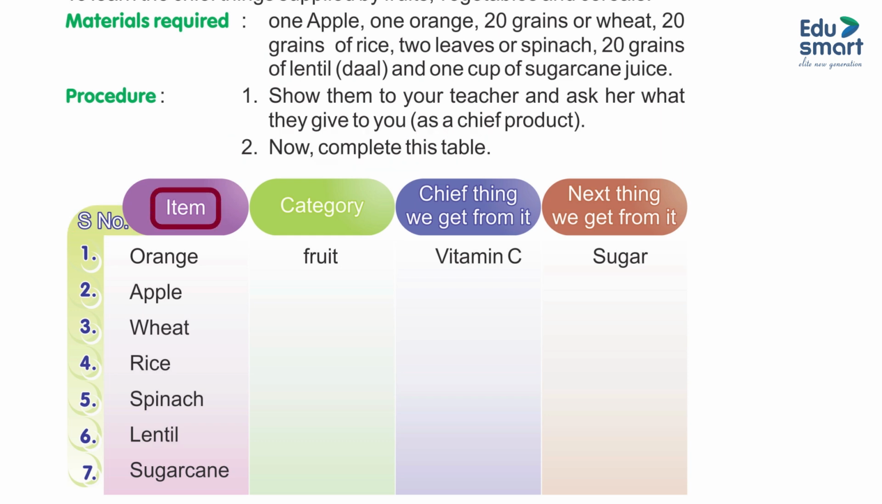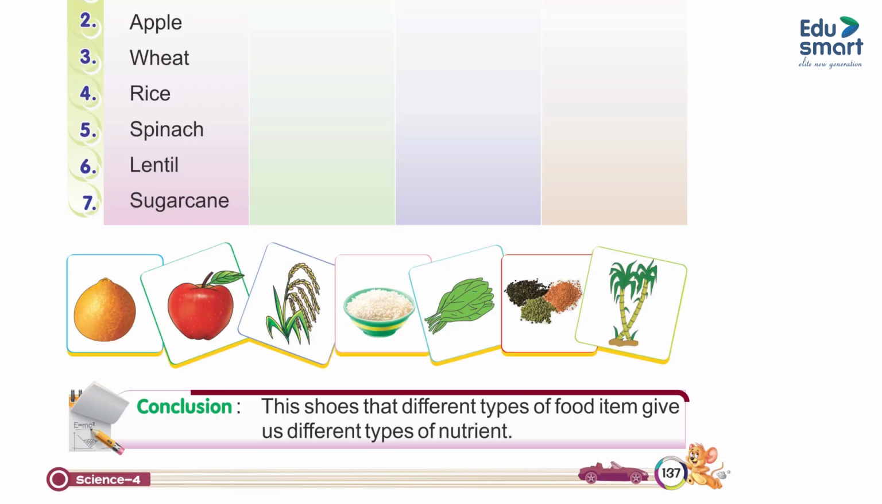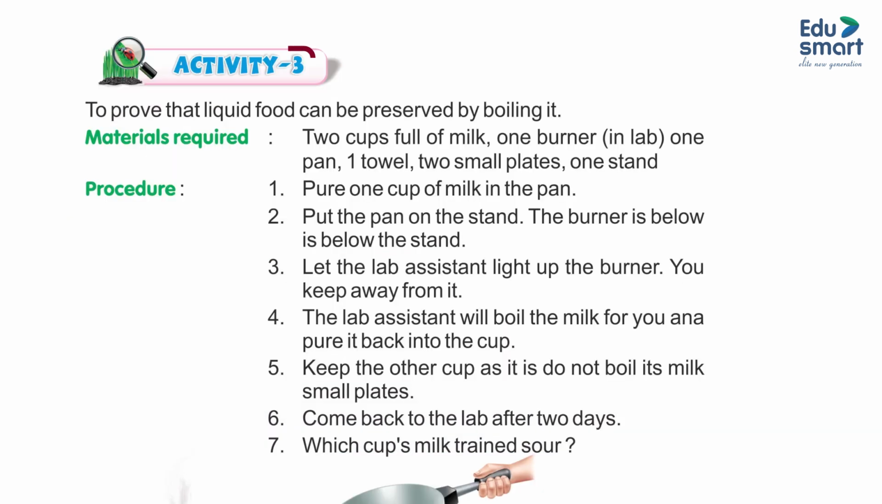Serial number, item, category, chief thing we get from it, next thing we get from it. 1 orange, fruit, vitamin C, sugar. 2 apple, 3 wheat, 4 rice, 5 spinach, 6 lentil, 7 sugarcane. Conclusion: this shows that different types of food items give us different types of nutrients.